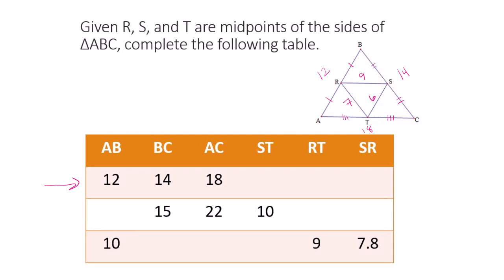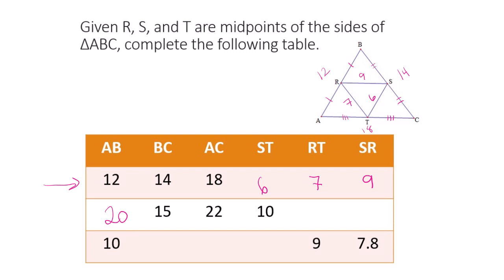So let's see. 9, 7, and 6, right? Okay. All right. So let's see if we can do this actually without erasing these. So we know that ST is half of AB, right? So if ST is 10, that means AB must be, that's right, 20, right? Because ST is half of AB, so that means AB is double ST.